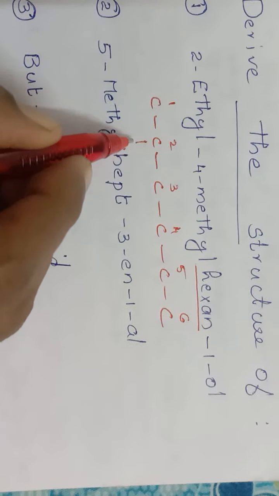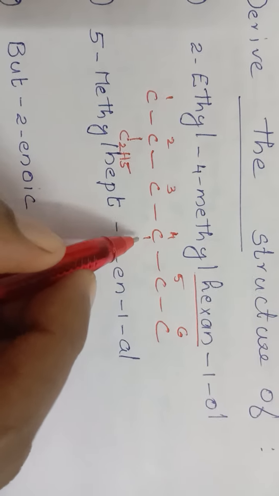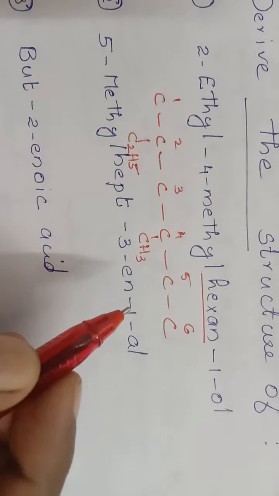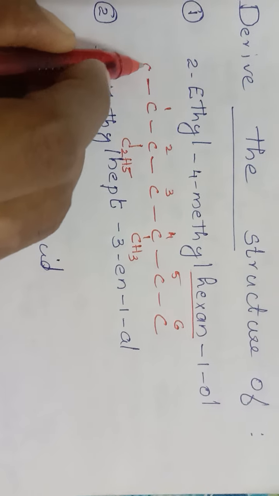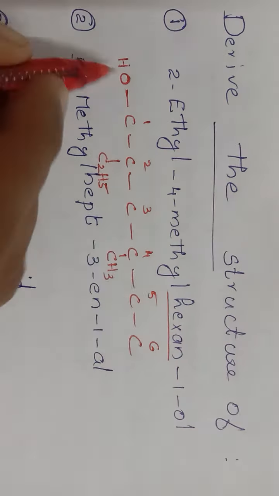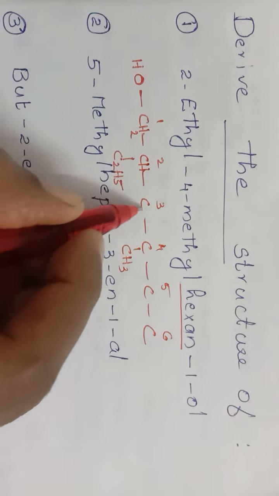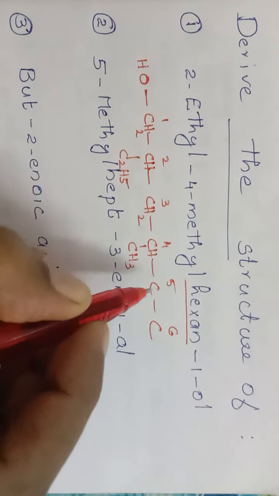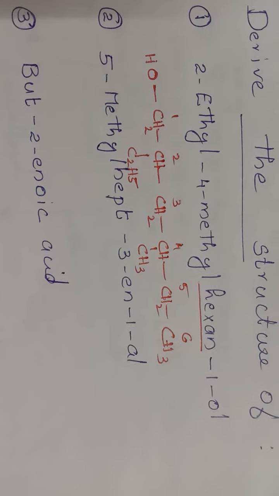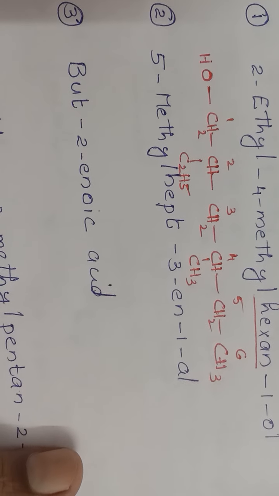2-ethyl. Second carbon atom, 1 ethyl group is present. 4-methyl. Fourth carbon atom, 1 methyl group is present. Then hexan-1-ol. First carbon atom. Ol means OH group is present. Alcohol. This is the skeleton. Now we can fill the remaining valencies putting hydrogen. Last carbon atom 3 hydrogen. This is the structure.